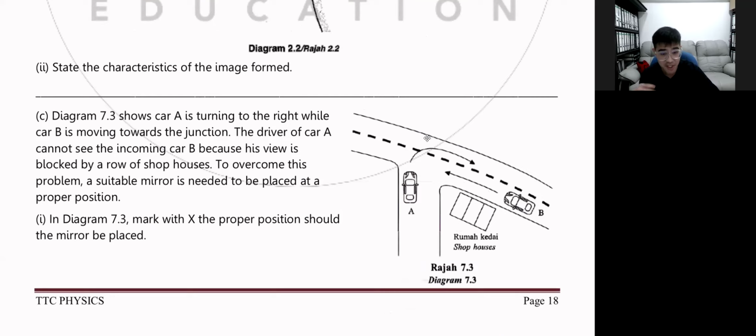Which position is the proper position so that the mirror can enable the driver of car A to see car B and also car B to see car A? So the proper position is supposed to be here, at the opposite junction of the junction.